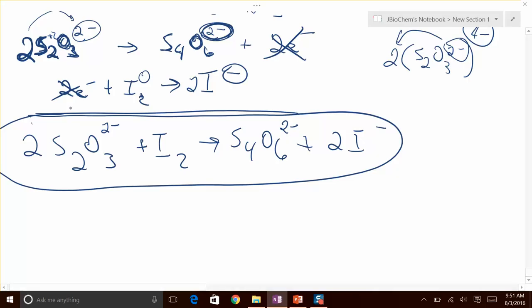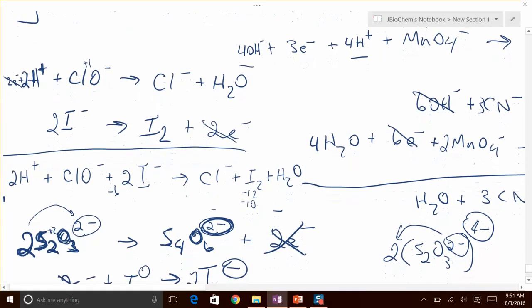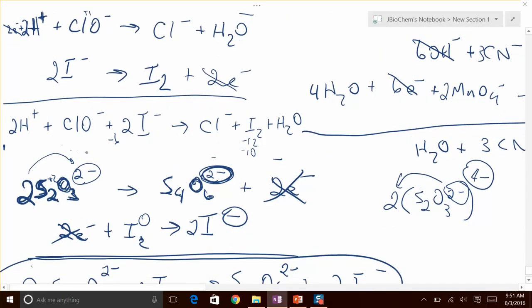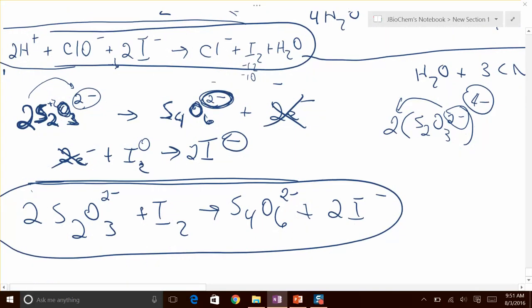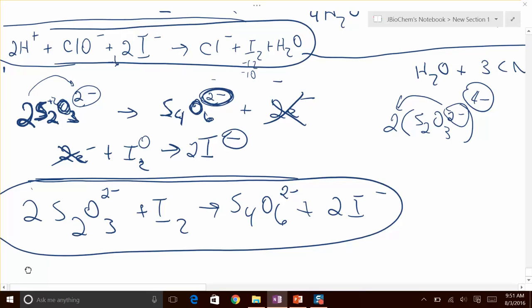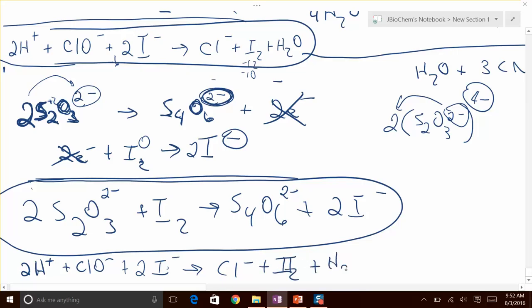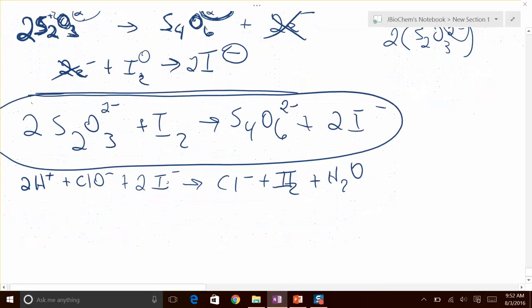Okay, so in today's lab, we will take these balanced equations. So here's the balanced equation for the S2O3 2 minus, and here it is, let's see, for the chlorite ion. Okay, so let me just write it down here. Plus Cl minus.